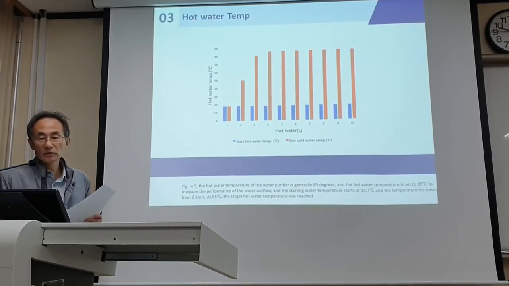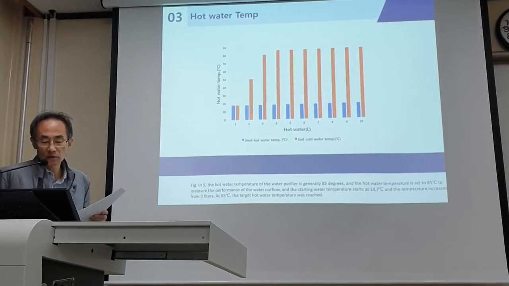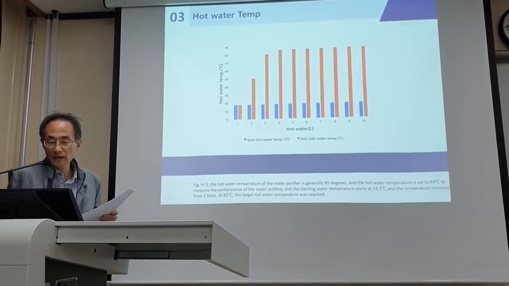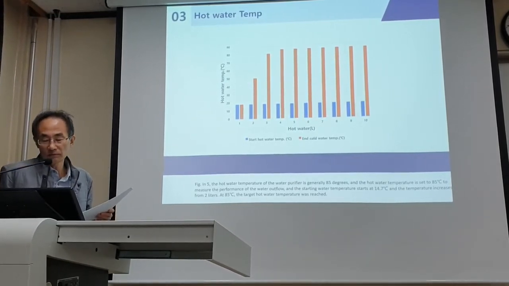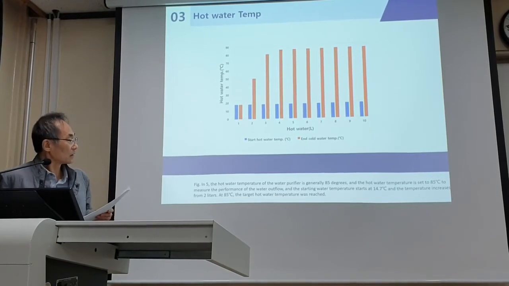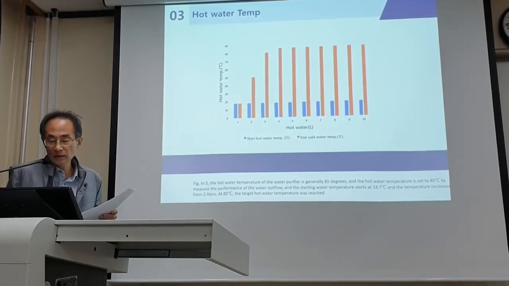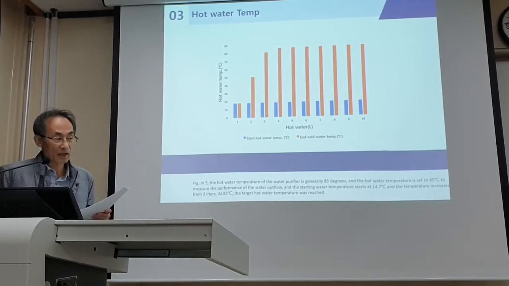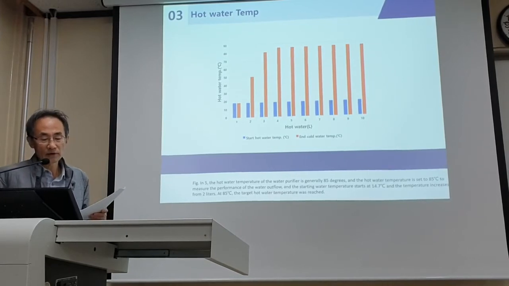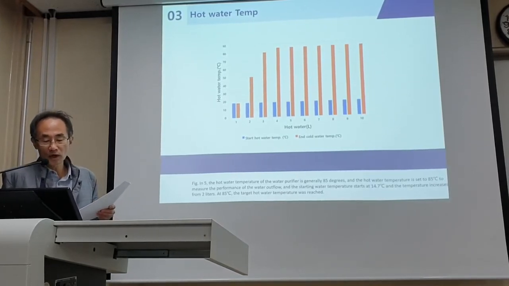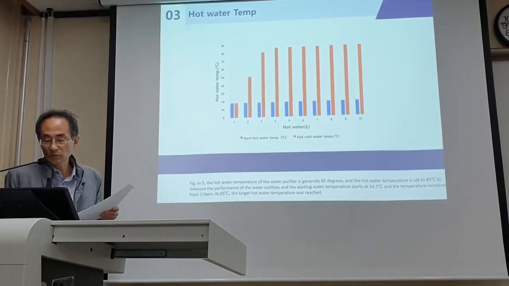In this figure, they show the hot water temperature. Hot water temperature at the water purifier is generally 85 degrees, and the hot water temperature was set to 85 degrees to measure the performance of water outflow. The starting water temperature was 14.7 degrees, and the temperature increased; from 2 liters at 85 degrees, the target hot water temperature was reached.